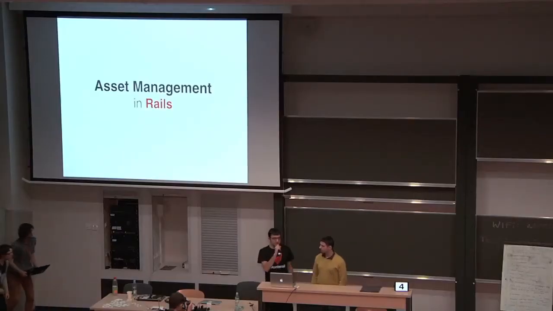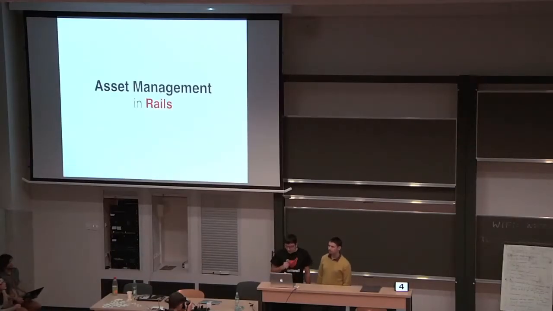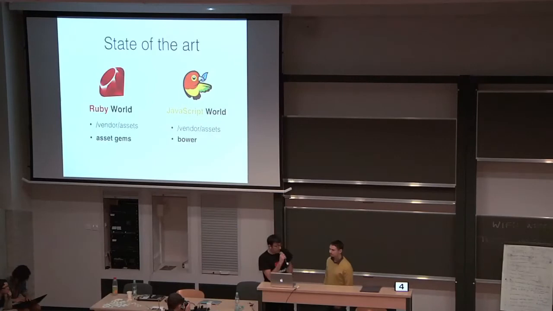Hello. As you probably remember from the last talk, there are issues with assets in Rails, and we have a solution for this. So let's talk about assets management in Rails. What is the state of the art? In the Ruby world, unfortunately, we are still using the vendor assets directory or manually created asset gems.